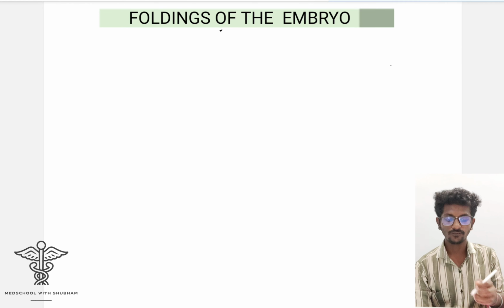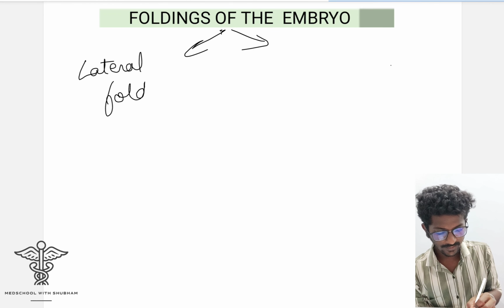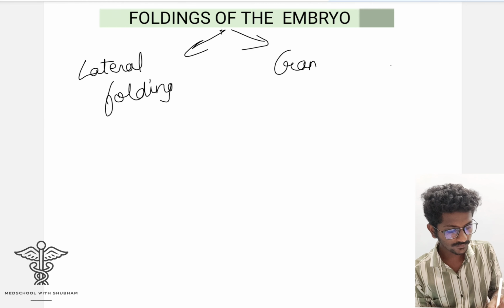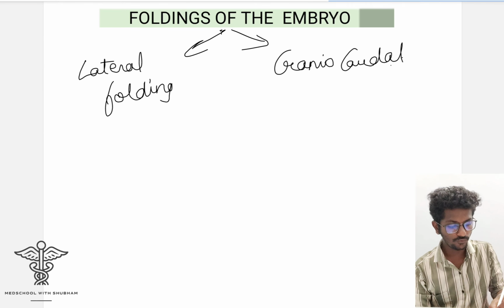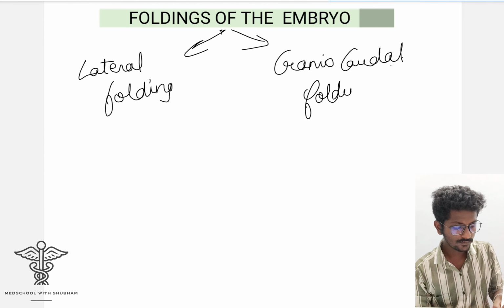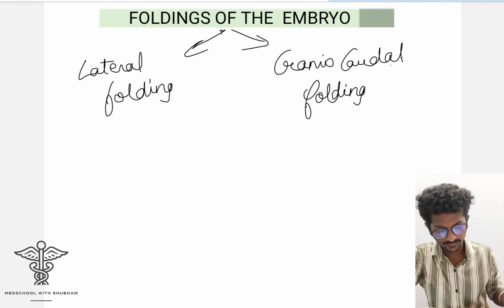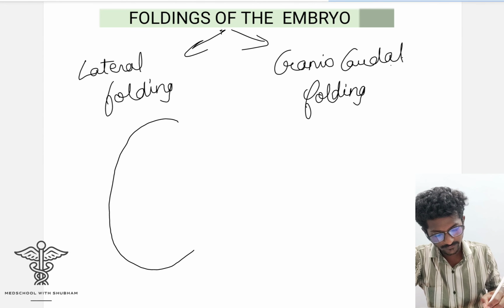So there are two types of foldings. The one is the lateral folding of the embryo, and the other one is the craniocaudal folding of the embryo. The name itself says what type of foldings these are. So let's draw a diagram so that you can understand it very well.